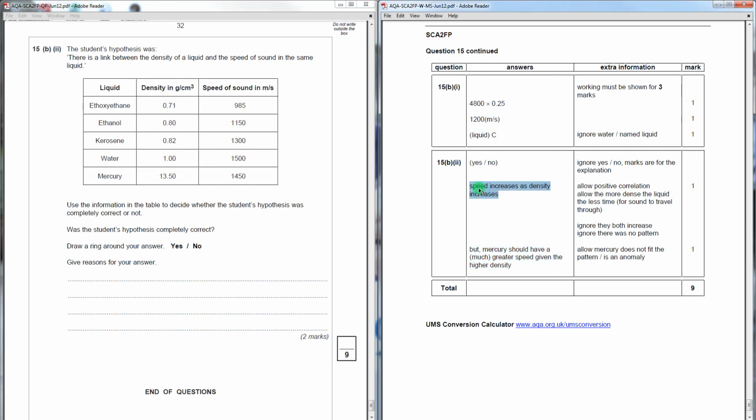Remember, it's much better to describe a trend than to just talk about individual points. If you want to talk about individual points, describe the trend first. So as density changes, this is how speed changes, and then support it with data from the table. And the last point is that mercury, because it has a much higher density, should have had a much higher speed of sound, but it doesn't actually have a higher speed of sound. It has a lower speed of sound than water. So mercury does not fit the pattern, or is an anomaly. And for the 2 marks there, you have to mention both of those no matter what answer you've given.